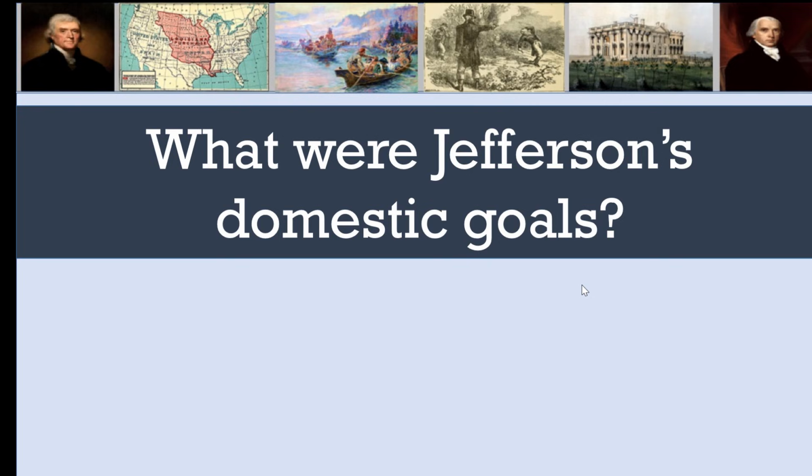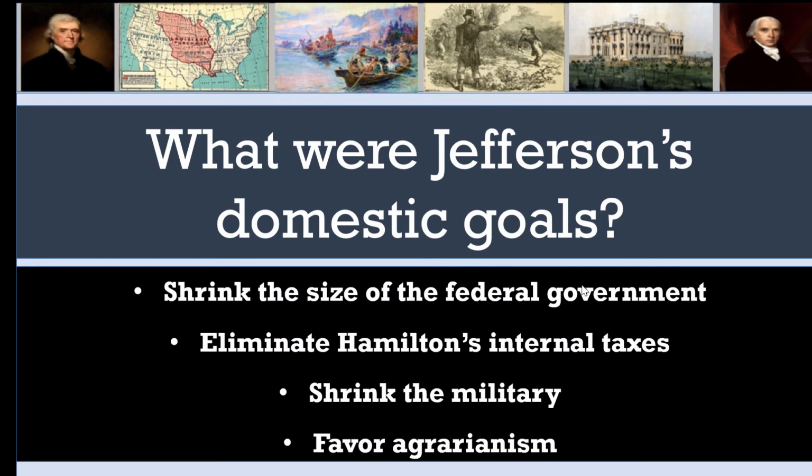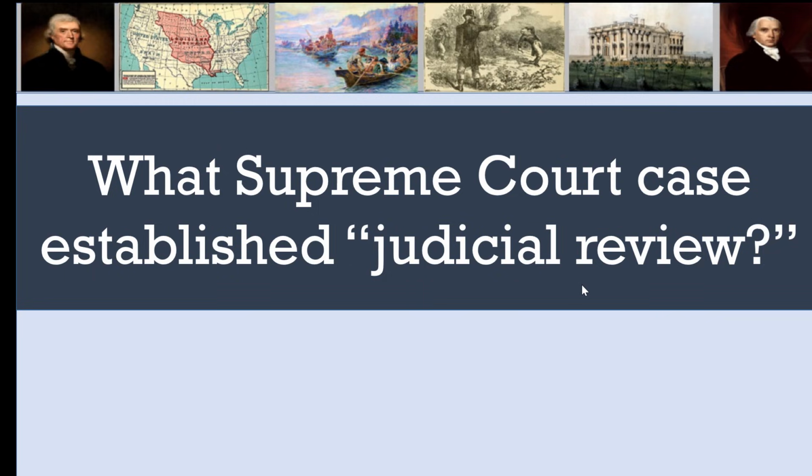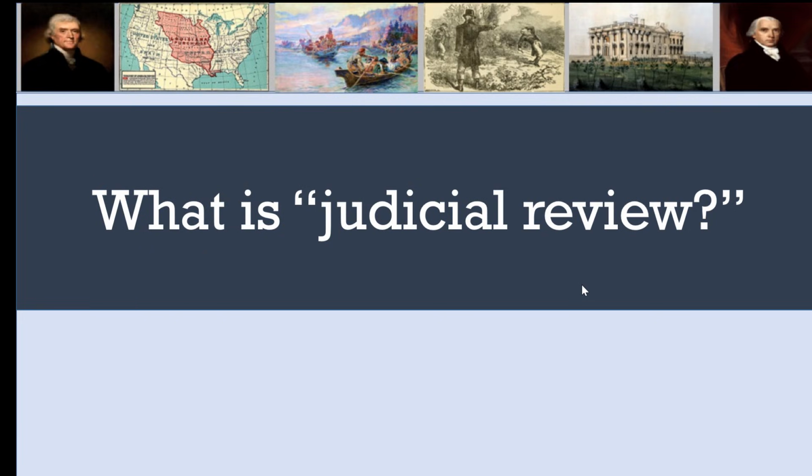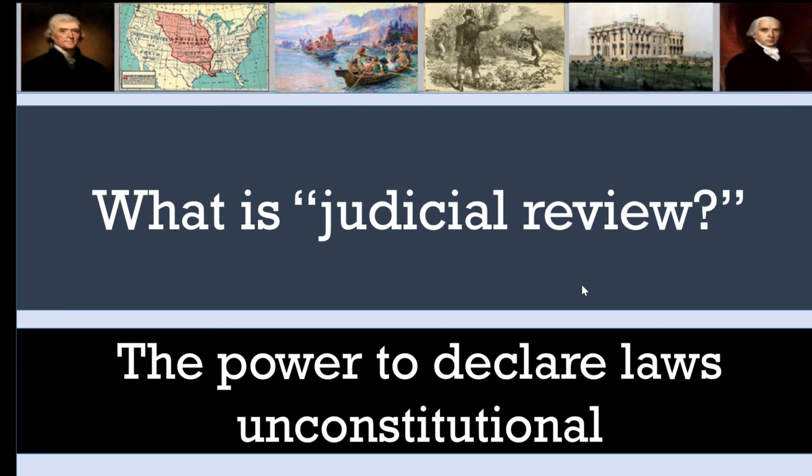What were Jefferson's domestic goals? Well, he wanted to shrink the size of the federal government, eliminate a lot of Hamilton's internal taxes, shrink the military, and he favored agrarianism. What Supreme Court case established judicial review? Marbury versus Madison. What is judicial review? The power to declare laws unconstitutional.